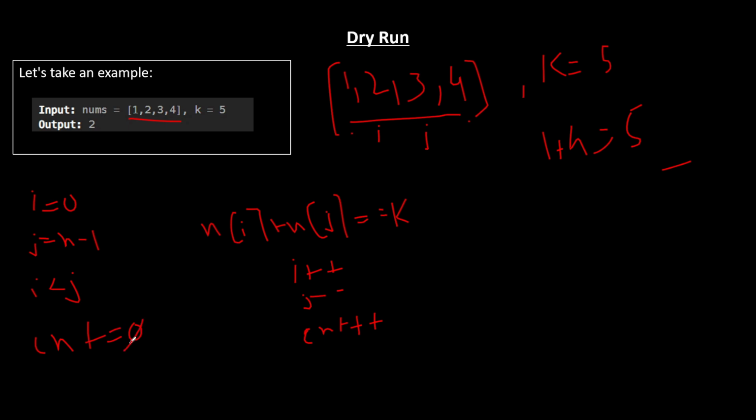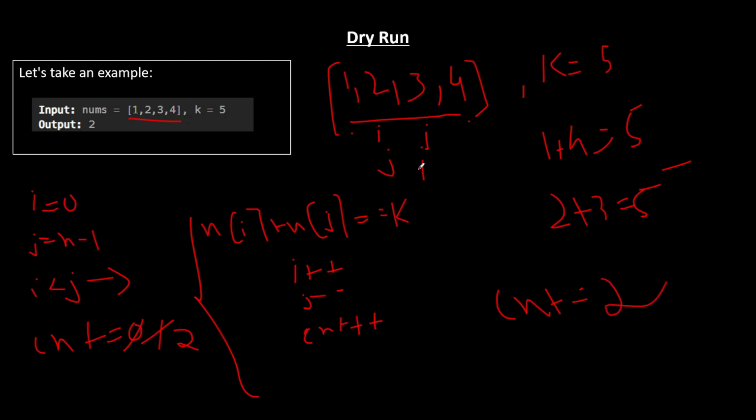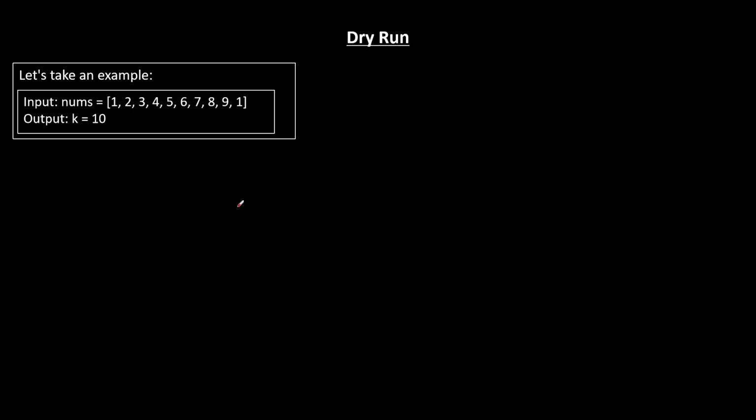And our count from 2 becomes 1 since this condition is fulfilled. Right. Again, i and j are here, and the sum becomes 5 again. Again, count becomes 2 and they cross each other. So the while condition gets falsified and it returns count as 2. Okay. Now let's take another example and understand the dry run more in depth.